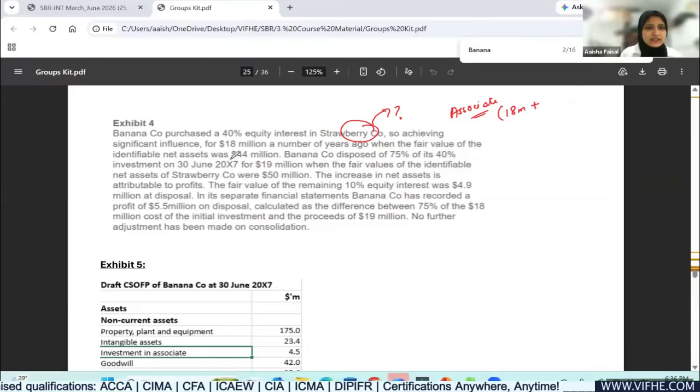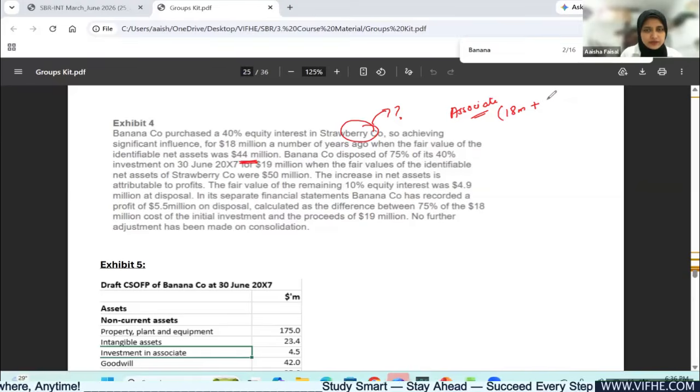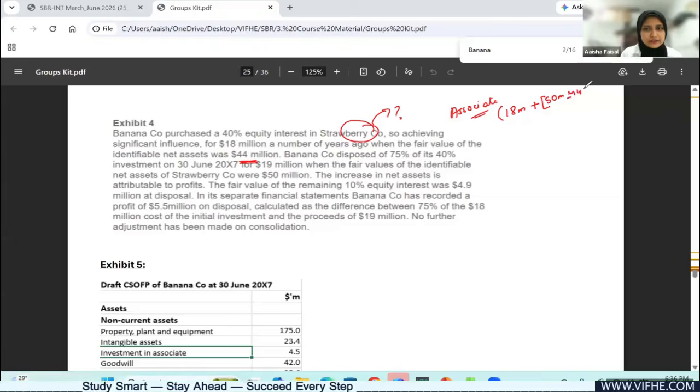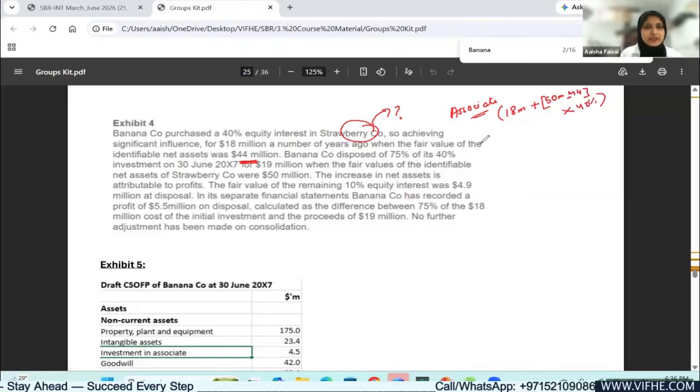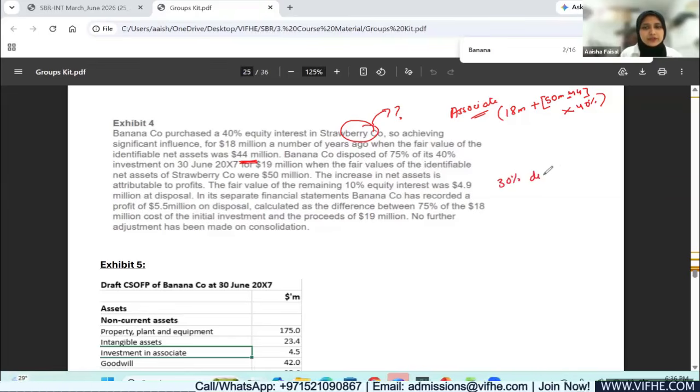They gave us the fair value of the identifiable net assets as 44 million at acquisition date. And when it disposed of 75% of 40% for 19 million, the fair value of the identifiable net assets was 50 million. So 50 million less your 44, you have the profit earned. So you will take a share in that. So you will know the carrying value of the associate at the disposal date. How much are you disposing? 75% of 40% will be 30% disposed.